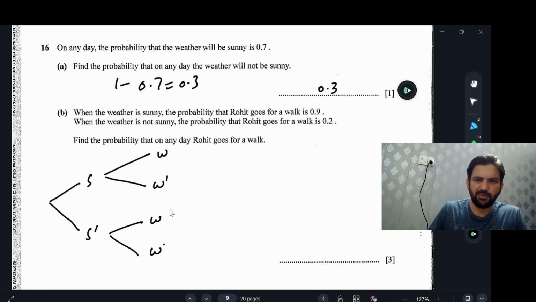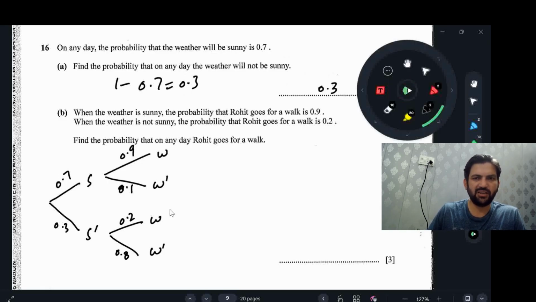Now when the weather is sunny, the probability of this is 0.7 and 0.3. Now the weather is sunny, the probability that Rohit goes for a walk is 0.9. If it is 0.9, this should be 0.1. Then when the weather is not sunny, the probability that Rohit goes for a walk is 0.2, and this should be 0.8. I hope this tree diagram is clear.